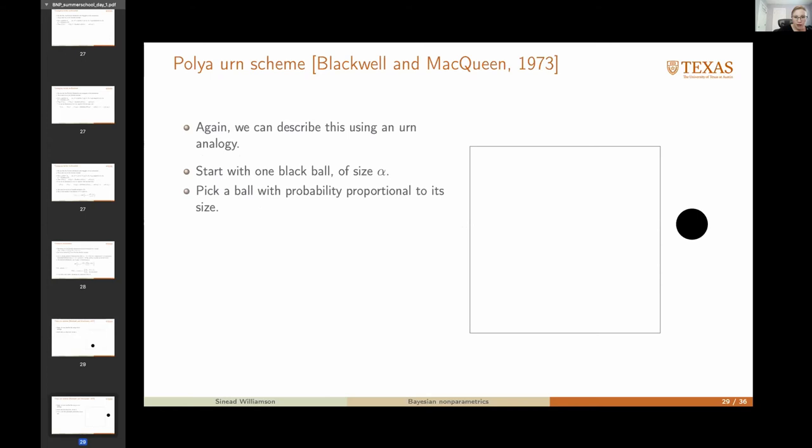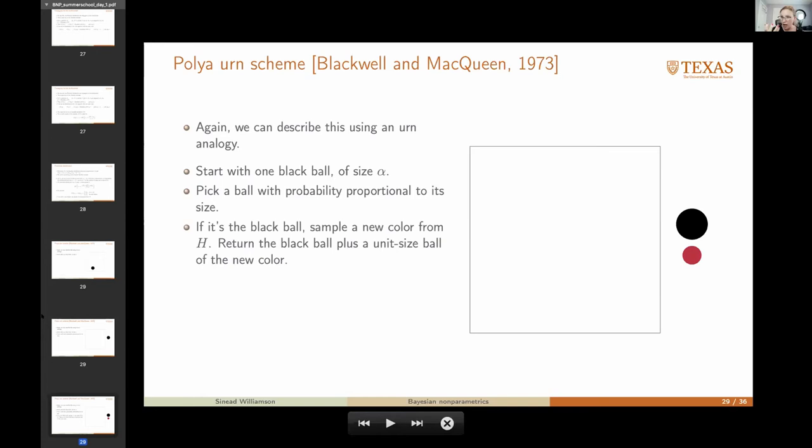I'm then going to pick a ball with probability proportional to its size. There's only one ball in there, so I'm picking that one. I'm then going to check whether it's the black ball. If it's the black ball, I'm going to sample a new color from my distribution over colors. And I'm going to return that black ball plus a unit size ball of the new color to the urn. I'm then going to repeat.